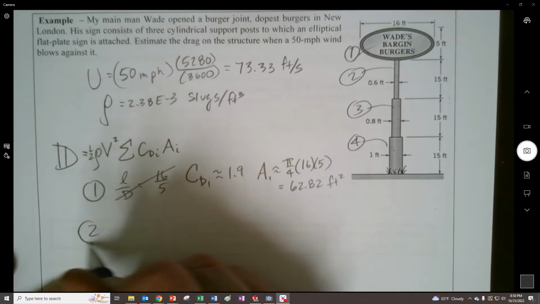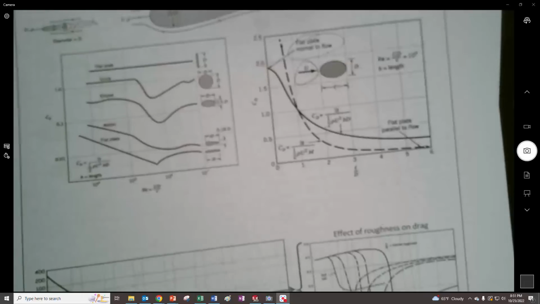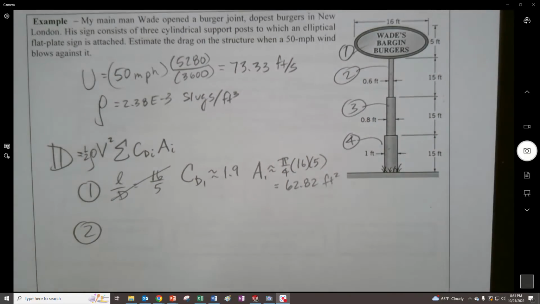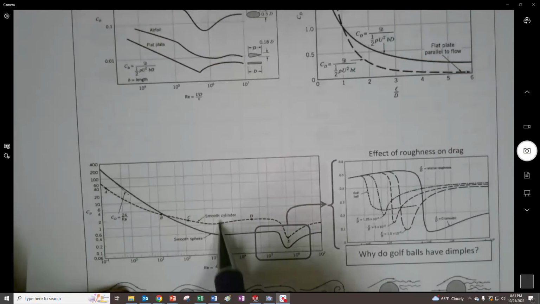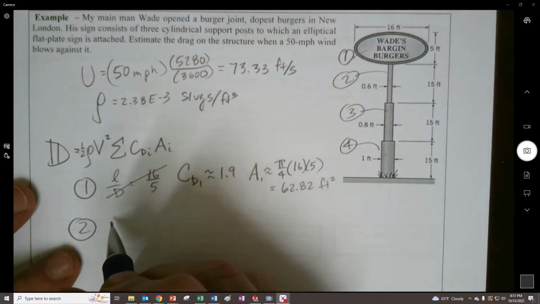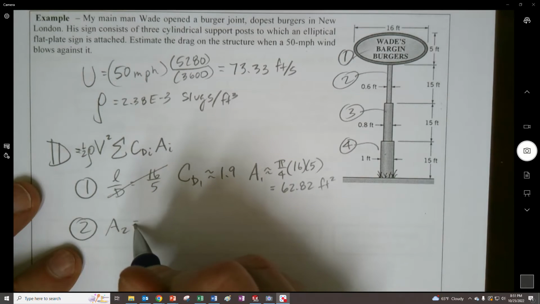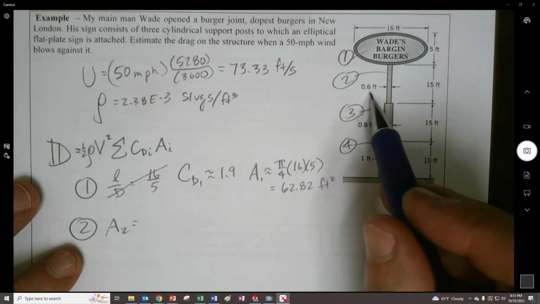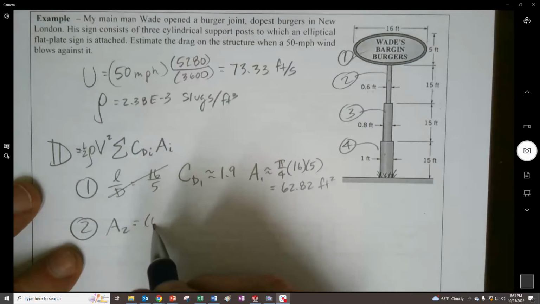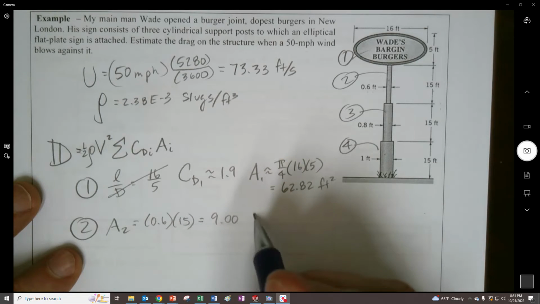And now for 2 here, we're going to have a cylinder. And for a cylinder, we're going to have to look up and approximate what its Reynolds number is. So we have to find its Reynolds number because it has some sensitivity to it. So we're going to go for the smooth cylinder and look those up. So for 2, first off, I'll do the area first. That's just going to be the profile area, right? So it's going to be 0.6 times 15, or 9 square feet.